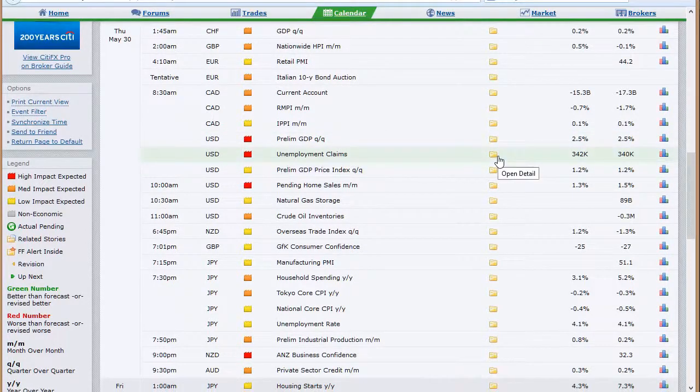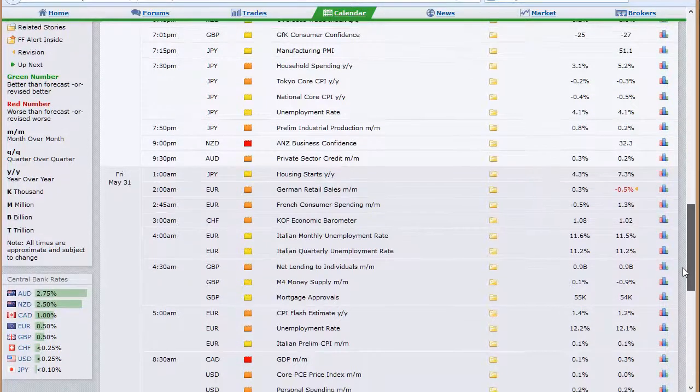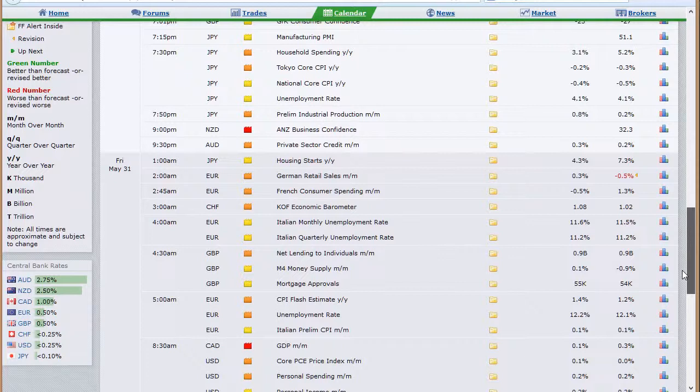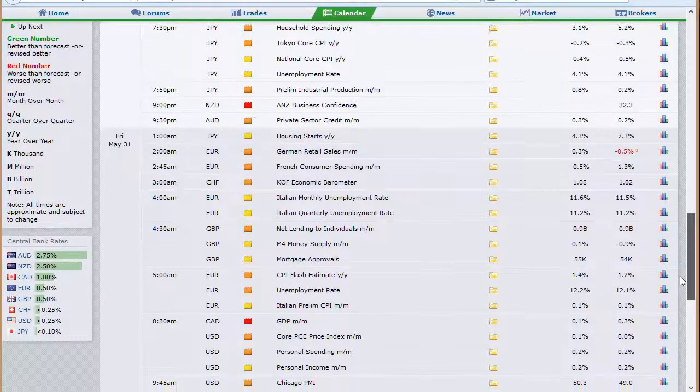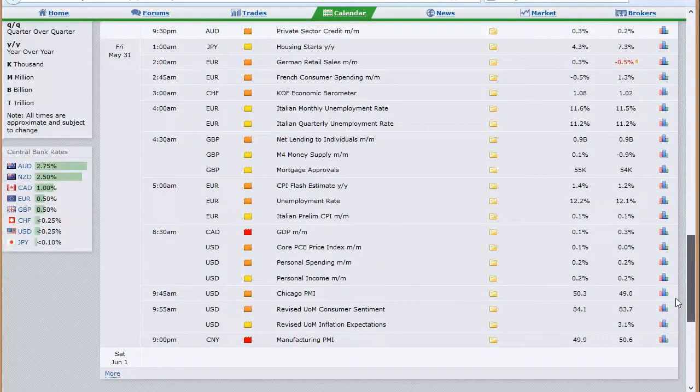Heading into Thursday, which is the bigger economic data session of the week, we've got the GDP out of Switzerland, nationwide HPI out of the UK, retail PMI out of Europe, current account out of Canada, along with their RMPI and IPPI data. Second look at GDP for the first quarter here in the US. That is not a huge number, not nearly as important as the first look, which we got last month. Pending home sales, natural gas data, crude oil data. Because of the holiday Monday, it gets pushed till Thursday. Overseas trade index, consumer confidence out of the UK. Then we got a lot of data Thursday night out of Japan. Manufacturing PMI, household spending, CPI data, unemployment rate, preliminary industrial production, Australian business, private credit, sector credit.